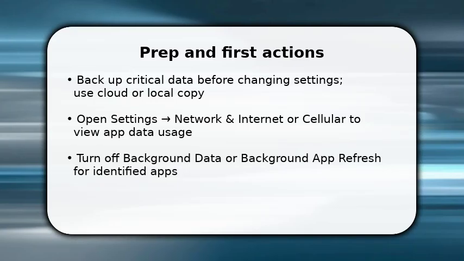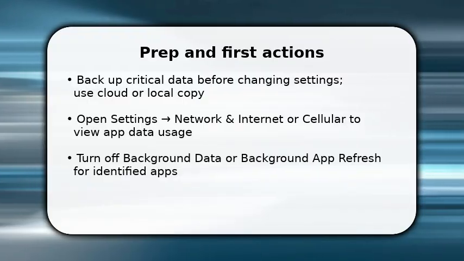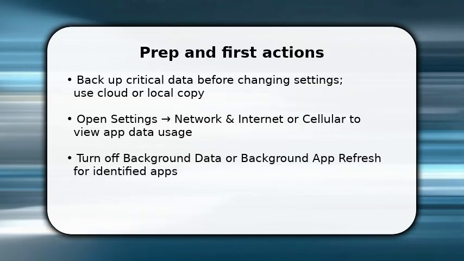You'll start by protecting your data and finding the biggest offenders. First, back up important files and app data so changes are reversible. Next, open your device's network or cellular settings and sort apps by data usage to spot heavy background consumers.